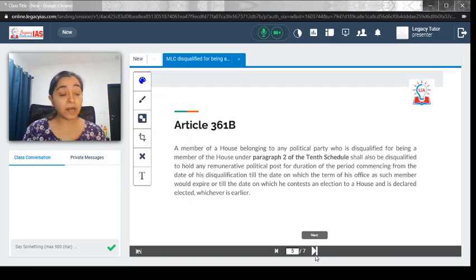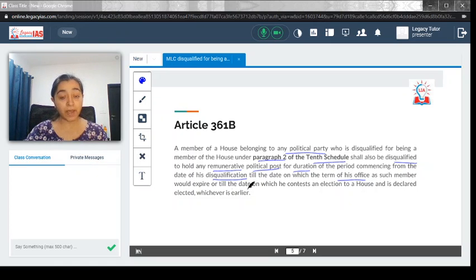Now let's also see Article 361(b). A member of a house belonging to any political party who is disqualified for being a member of the house under paragraph 2 of the 10th Schedule, which means under the anti-defection law, shall also be disqualified from holding any remunerative political post for the period commencing from the date of his disqualification till the date on which the term of his office as such member would expire, or till the date on which he contests an election to a house and is declared elected.